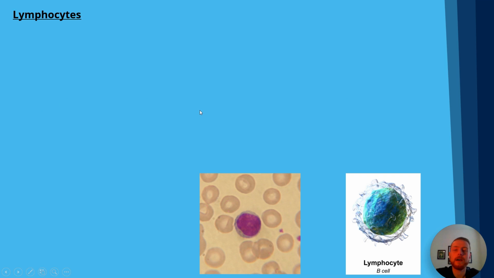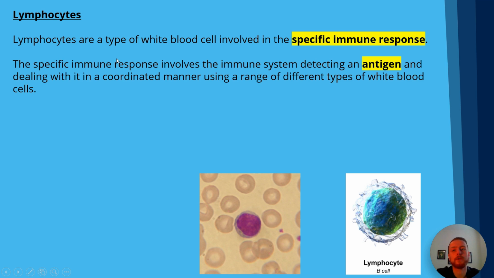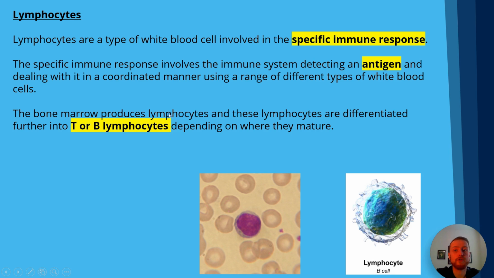So lymphocytes, next of all, they're a type of white blood cell involved in the specific immune response. Specific meaning we're talking about the tertiary structure of proteins like antibodies and receptors binding to specific antigens. Now, the specific immune response involves the immune system detecting an antigen and dealing with it in a coordinated manner using a range of different types of white blood cells. The bone marrow produces lymphocytes, and these lymphocytes are differentiated further into T or B lymphocytes, depending on where they mature.